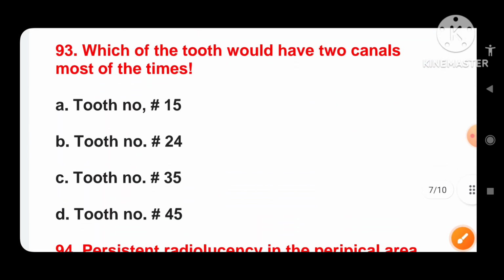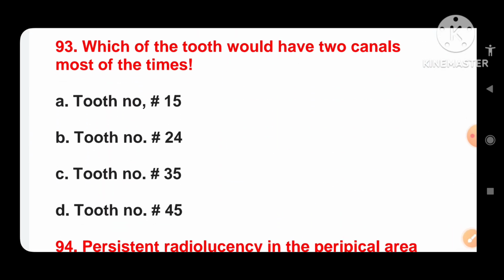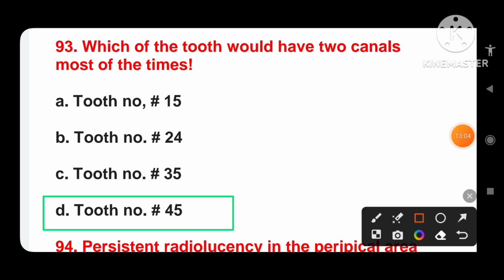Next question is, which of the tooth would have two canals most of the time? Okay, in these options, the tooth number 45, it means mandibular second molar, and it typically has two roots, mesial and distal, and 3 or 4 canals. The mesial root usually has two canals, mesiobuccal and mesiolingual, and the distal root may have 1 or 2 canals. So the correct answer is tooth number 45 would have 2 canals most of the time in these options. Okay.